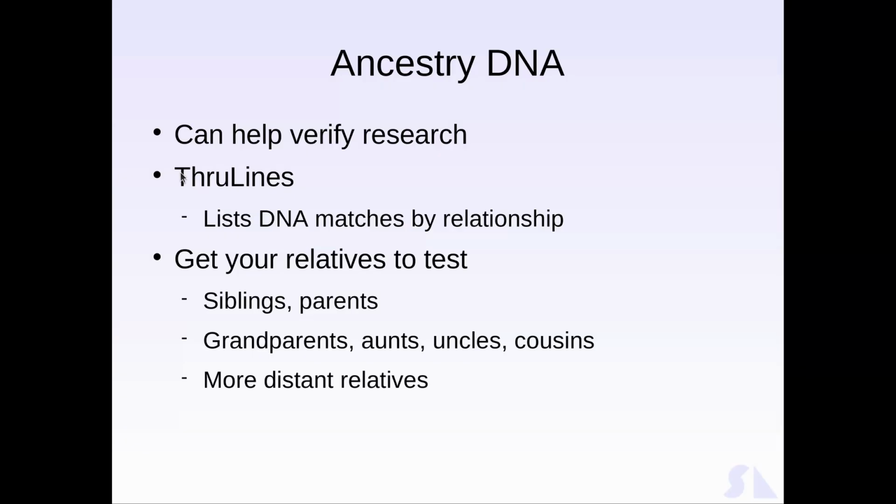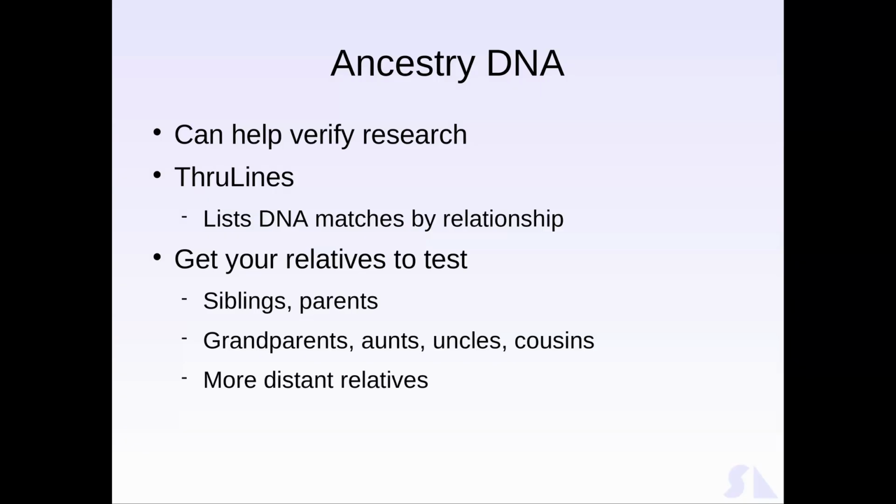Ancestry has a feature called ThruLines that helps you figure out who your DNA matches are and how they relate to you. Basically, if your DNA match built a tree on Ancestry and somebody in their tree matches someone in your tree, ThruLines software will automatically say, hey, this is how that person is related to you.